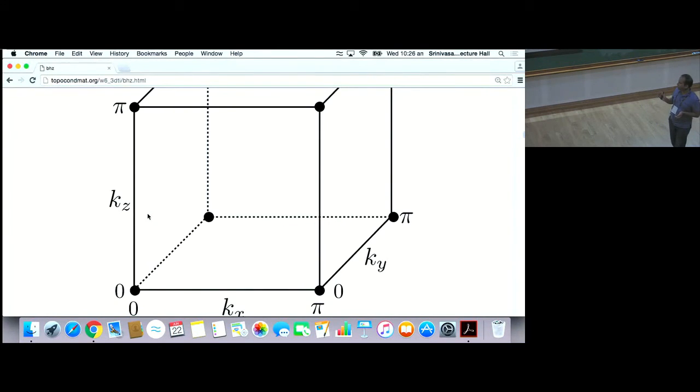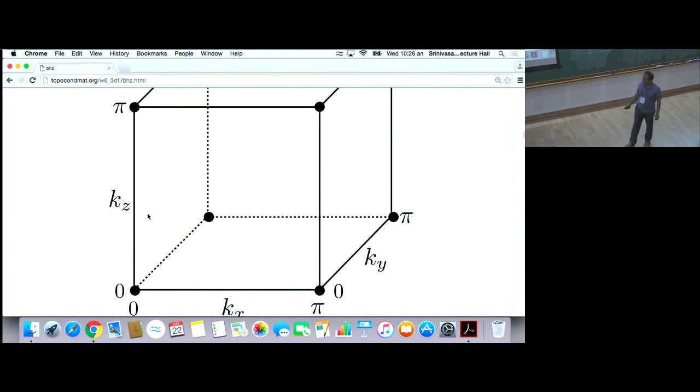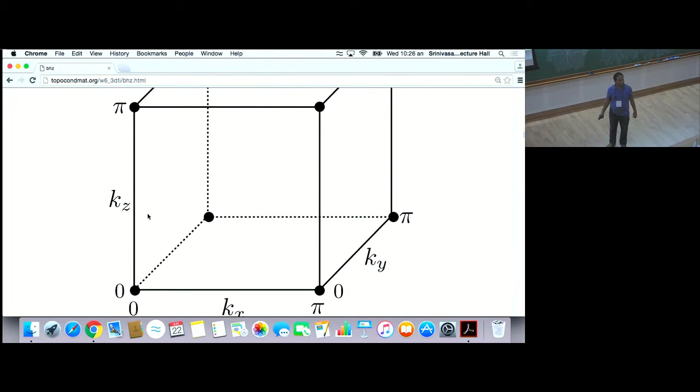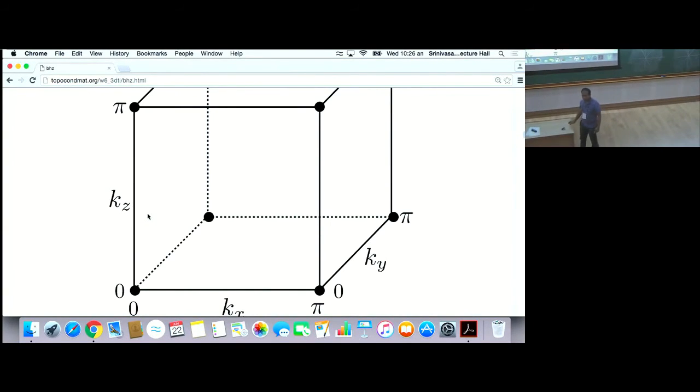Now, if you break inversion symmetry, I can use time reversal to say that once you get a Dirac cone, it's still going to be stable. But beyond that, I can't, and it becomes hard to calculate the invariant. But it still remains true that if you calculate the invariants of planes, you can still get the 3D topological invariant.